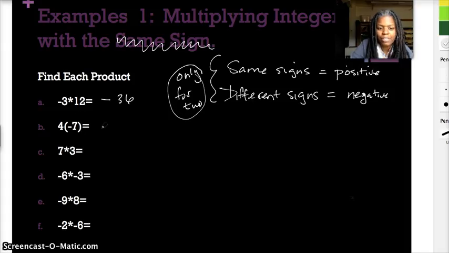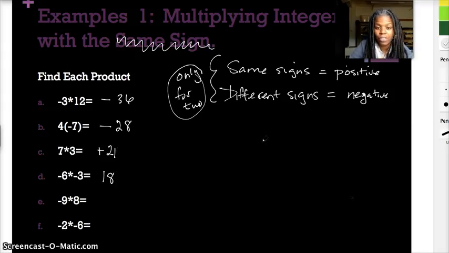4 times a -7, again, the signs are different, so I'm going to get a negative answer, and my answer is 28 because 4 times 7 is 28. -7 times -3, the signs are the same, therefore my answer is going to be positive, 21. I don't necessarily have to write the plus sign, but I did just for kicks and giggles. -6 times a -3, again, the signs are the same, your answer is going to be positive, and you're going to get a positive 18.